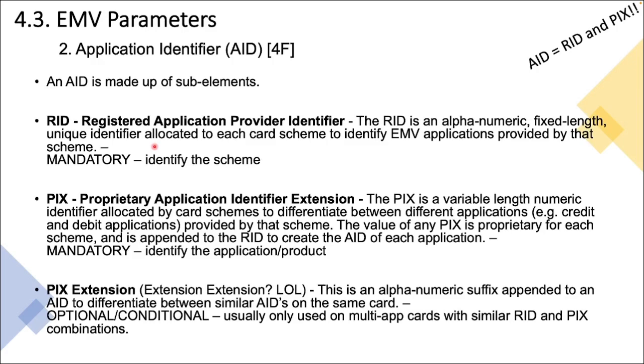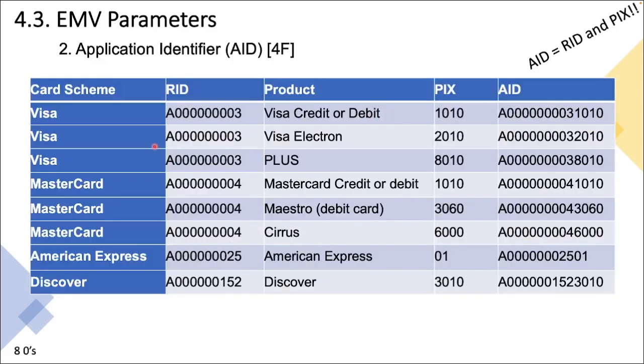Okay, so let's graphically illustrate firstly what an AID looks like, and then thereafter we'll go into the PIX extension in more detail to explain that. Right, so let's talk about AIDs first. On this table, you'll see that I've got a column here that refers to the root, right? Remember we said the AID is made up of the root plus the PIX. Now, this is not a complete table. There are more rows available, more schemes available. I just took a sample subset to illustrate as part of this training.